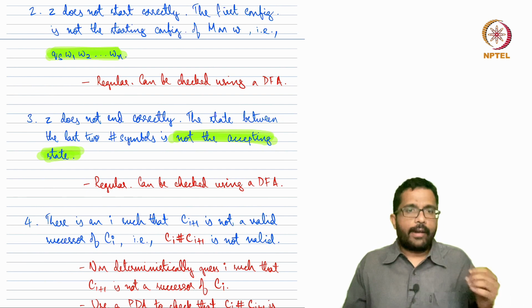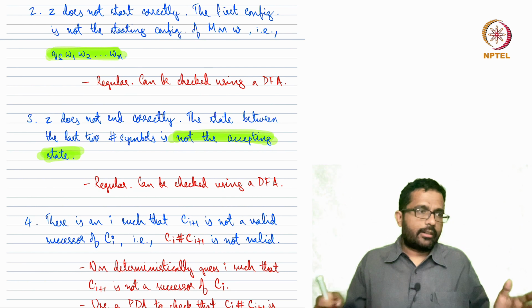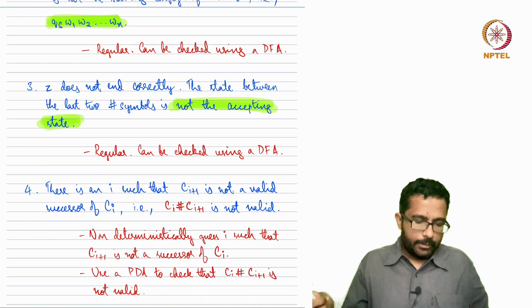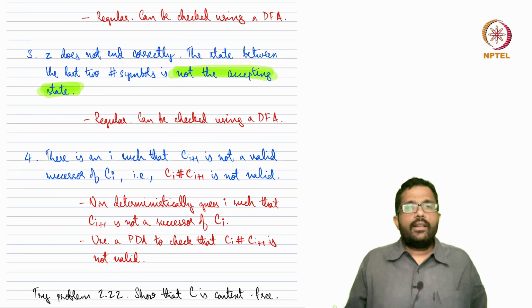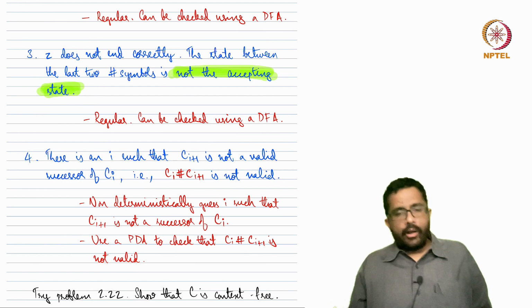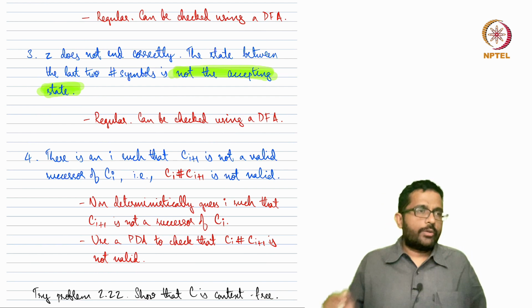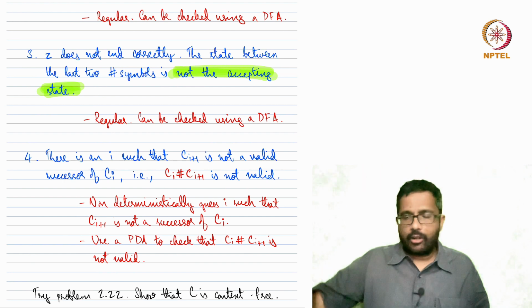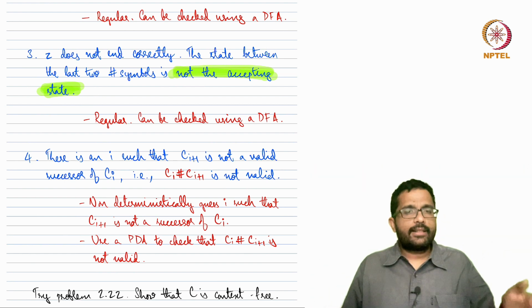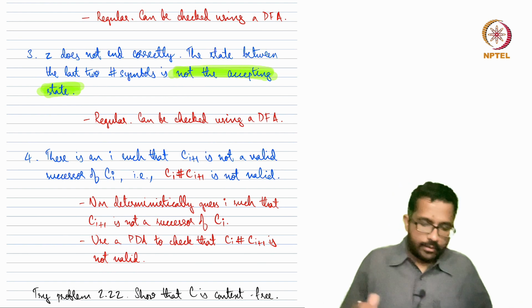Then the final way in which the string may not be a valid computation history is if, at some point, we have C1, C2, C3, a sequence of configurations, and there is some i such that Ci+1 is not a valid successor of Ci.